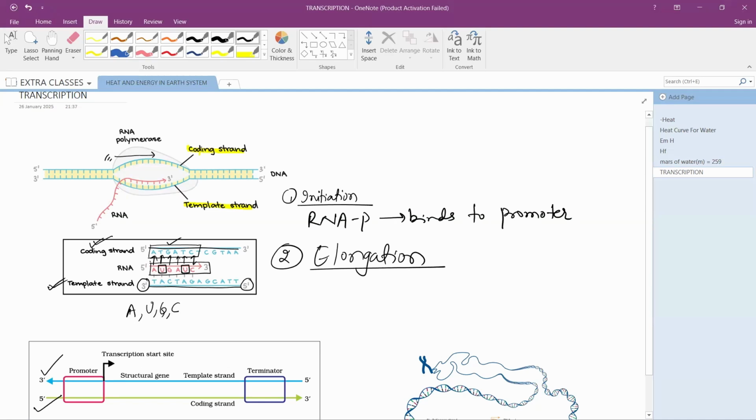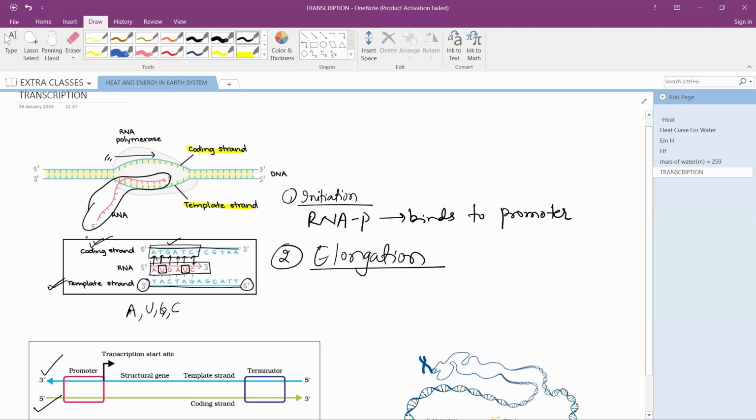During the elongation process, RNA polymerase synthesizes RNA by adding complementary ribonucleotides to the growing RNA chain. Complementary to which strand of DNA? Can you tell me? Template strand. Yes, template strand. Now, during the elongation process, you will also see that the strand being synthesized is called the primary transcript.